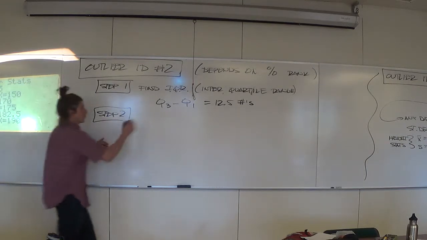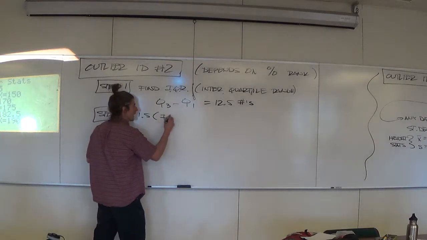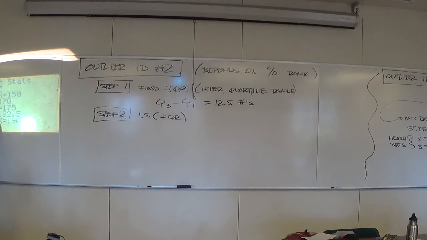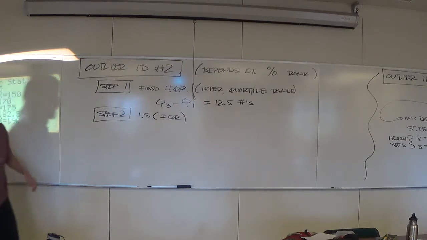So, take 1.5 times the IQR and figure out what that is. So this is the 50% over the 12.5.